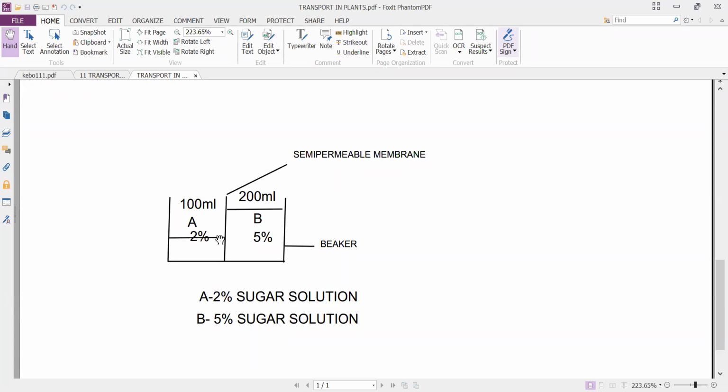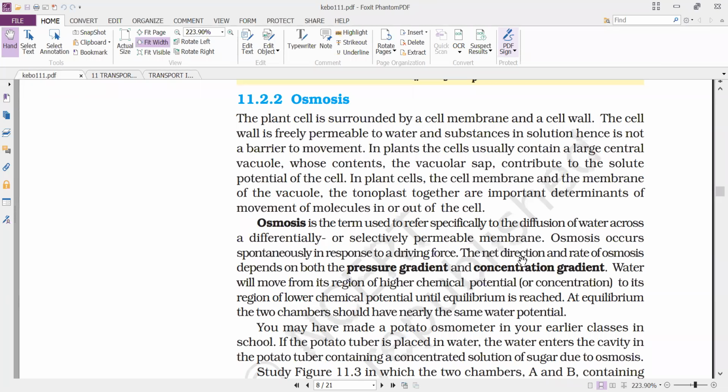So that is the statement we can see very clearly. The movement of water occurs in both directions, but the net direction, that is, overall where the water moves, and the rate of osmosis depend upon the pressure gradient, that is the water potential, and the concentration gradient, that is the solute concentration.